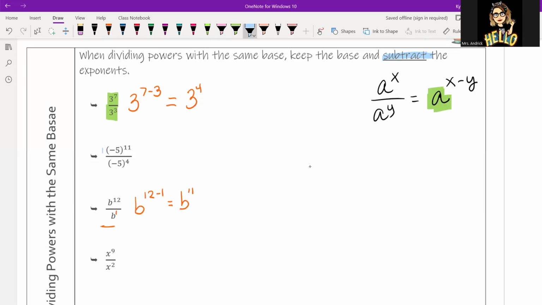What I'd like you to do is take a moment and try these two on your own. So pause the video and try those two on your own right now. When you do that, you should get -5 in parentheses to the 7th power and x also to the 7th power.